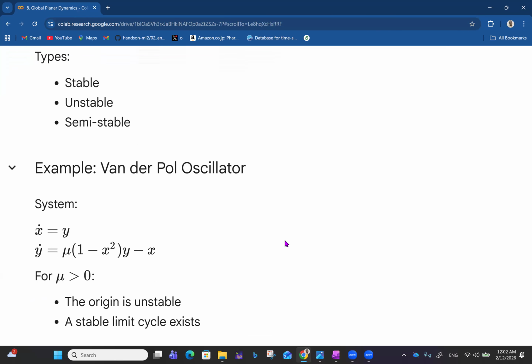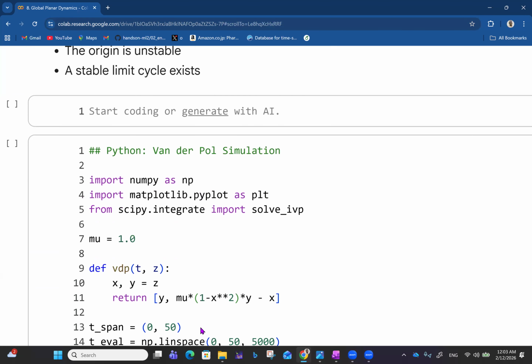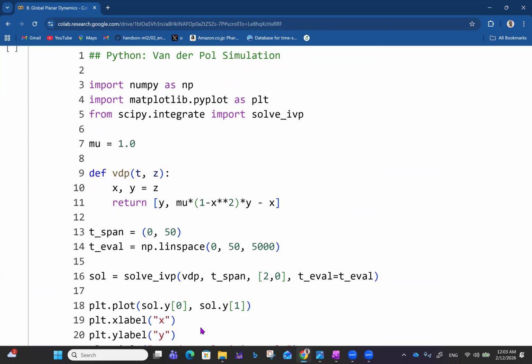All right. We've seen the idea of a Van der Pol oscillator before. It's a second order system which can be broken down into two first order systems where we can say x dot is y and y dot is mu times all of this. Mu is a very good parameter. For mu greater than zero, we can see that the origin is unstable and a stable limit cycle thus exists. So it has a very interesting behavior.